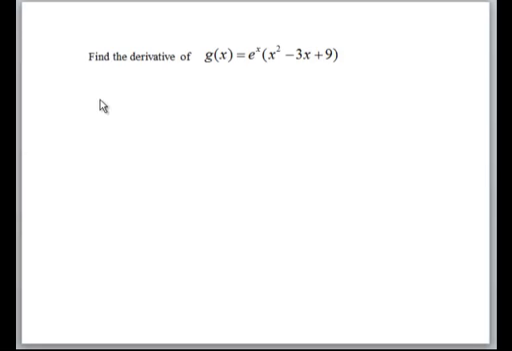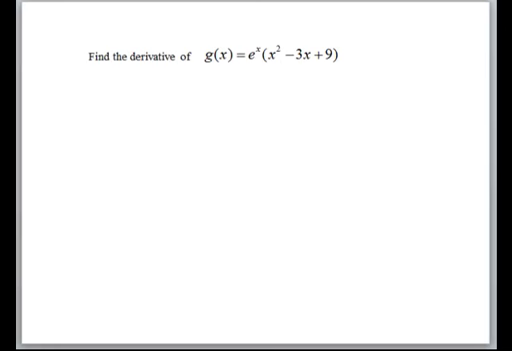Okay, so here's another one. Do I have to use the product rule? Can I just go ahead and distribute e to the x? Well, you can distribute e to the x, you're still going to need the product rule. And if you distribute the e to the x first, you're going to have to use the product rule several times. So it's better to deal with it in its current form.